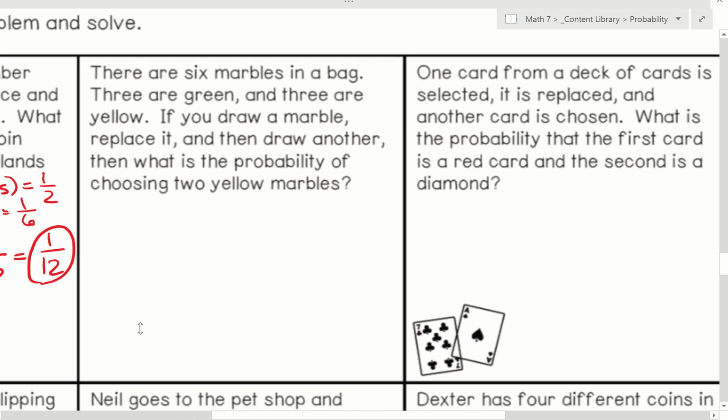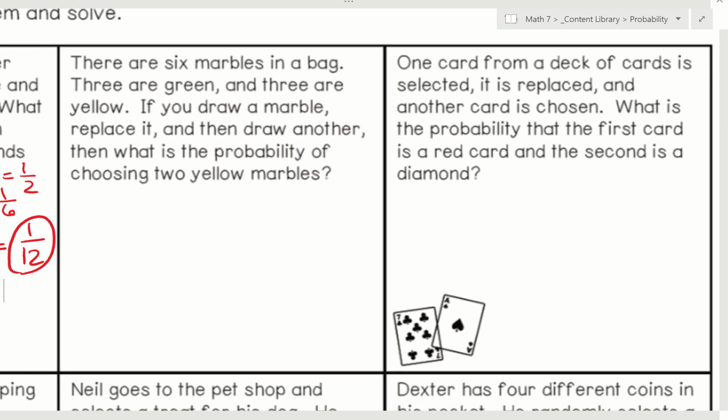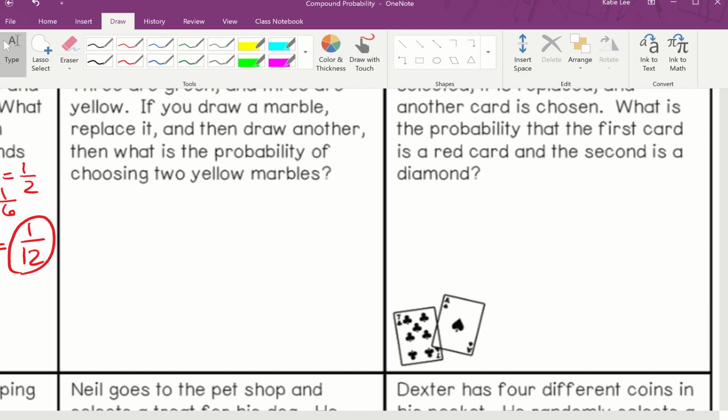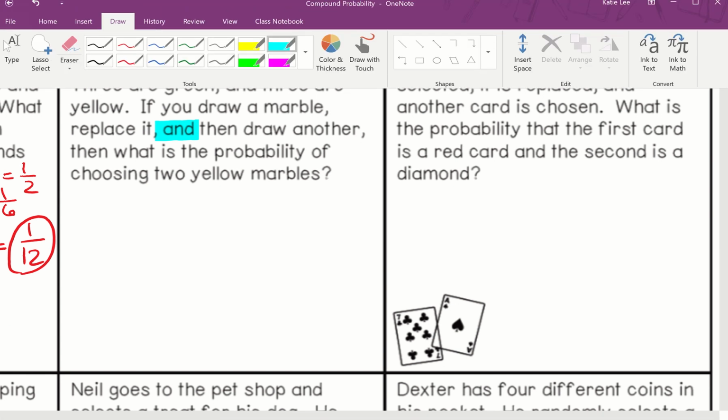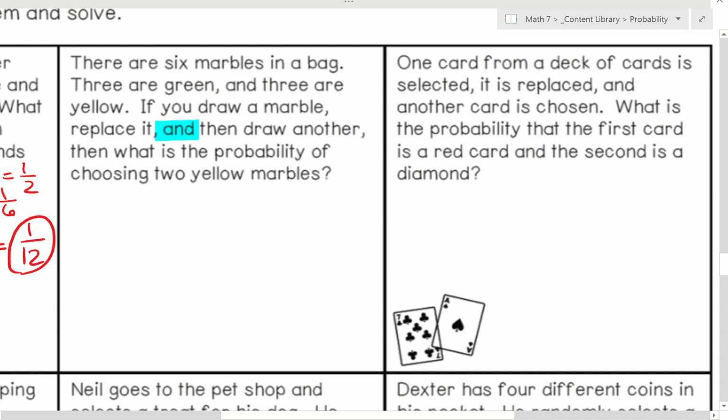There are 6 marbles in a bag. 3 are green and 3 are yellow. If you draw a marble, replace it, and then draw another. So here's that and. What is the probability of choosing 2 yellow marbles? Okay, so in our bag, there are 6 marbles. 3 are green, and 3 are yellow.